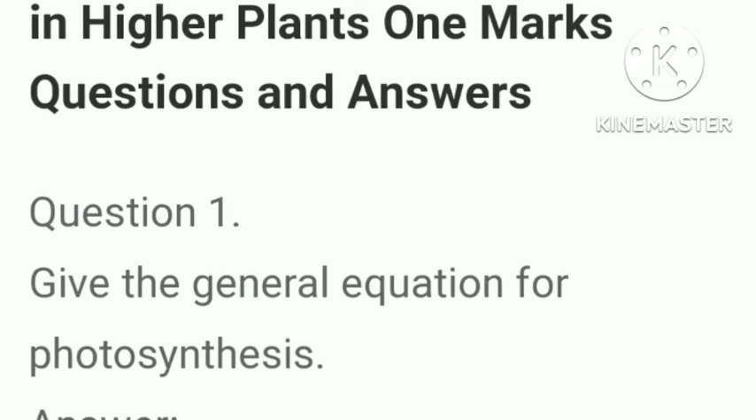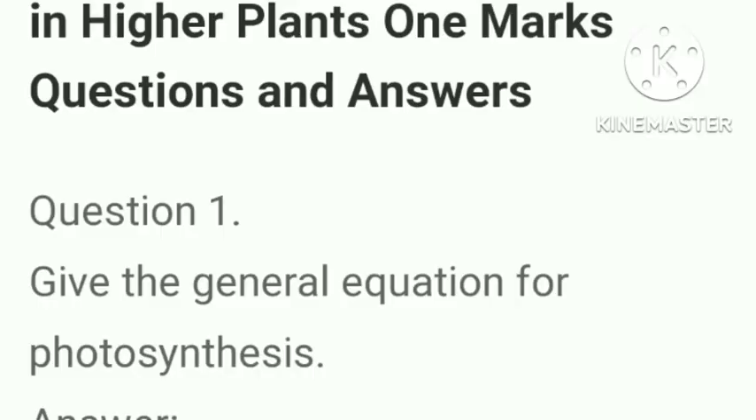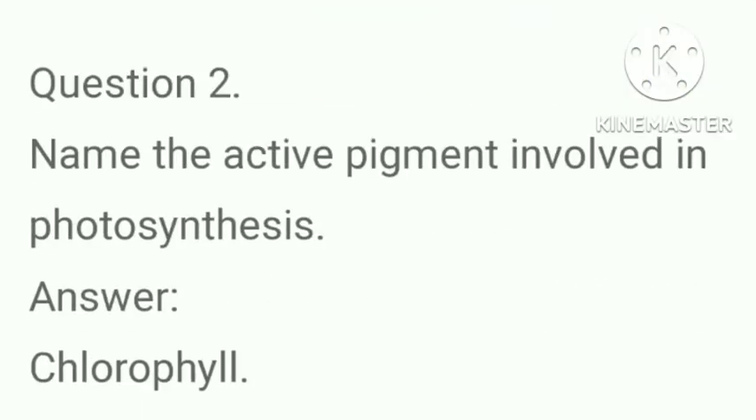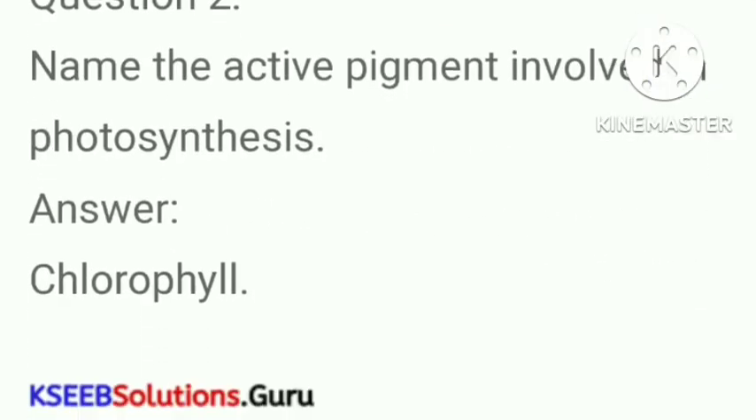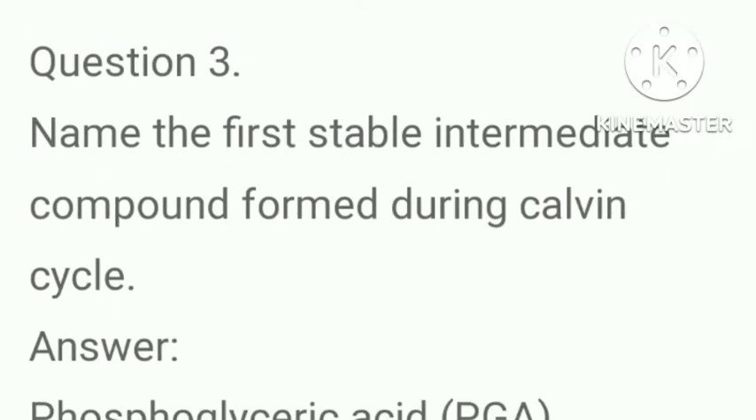1 mark question answers. First question, give the general equation for photosynthesis. And here is the equation for photosynthesis. Next question, name the active pigment involved in photosynthesis. Answer, chlorophyll. Next, name the first stable intermediate compound formed during Calvin cycle.